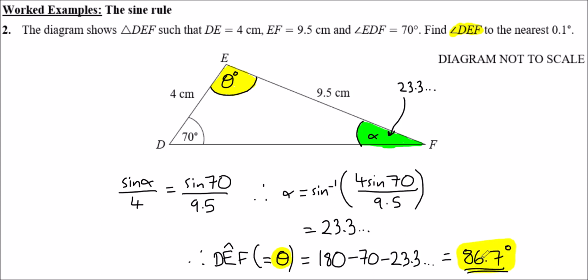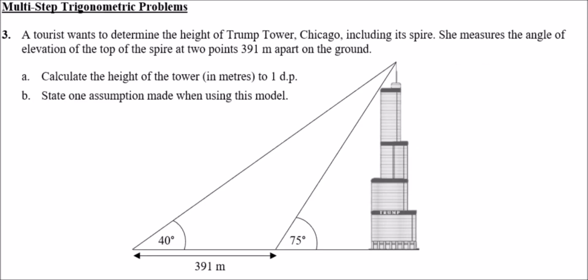The last one isn't so much sine or cosine, it's a compound problem. So it's a multi-step trig problem. So a tourist wants to determine the height of Trump Tower in Chicago, including its spire. So she measures the angle of elevation of the top of the spire at 2 points, 391 meters apart on the ground. So part A is to calculate the height of a tower in meters to 1 decimal place.